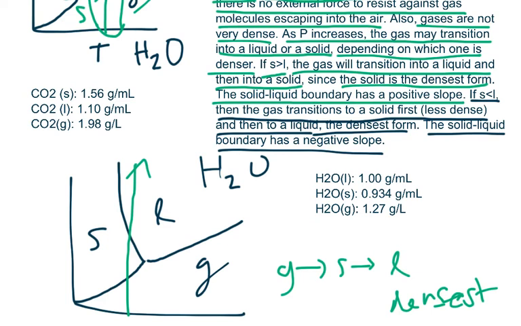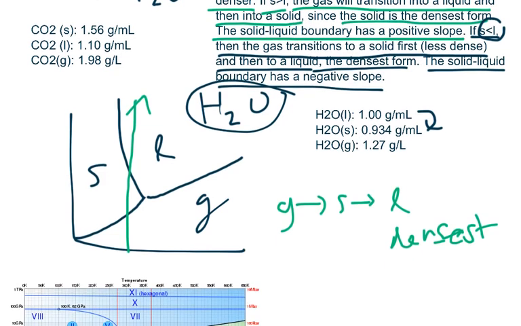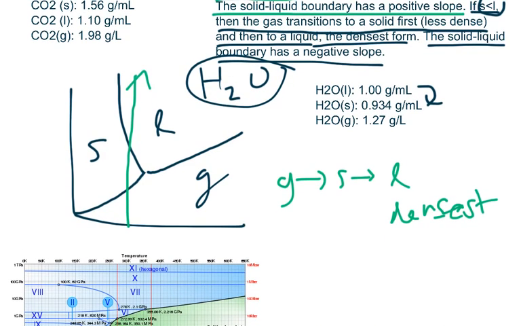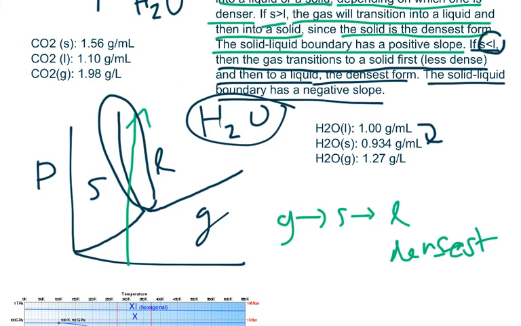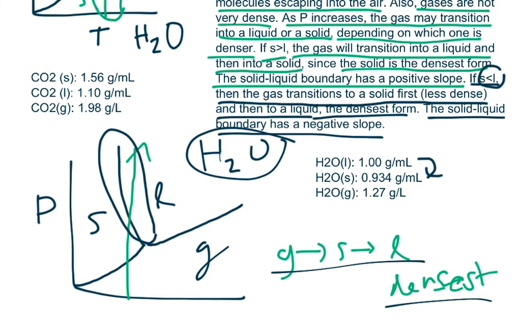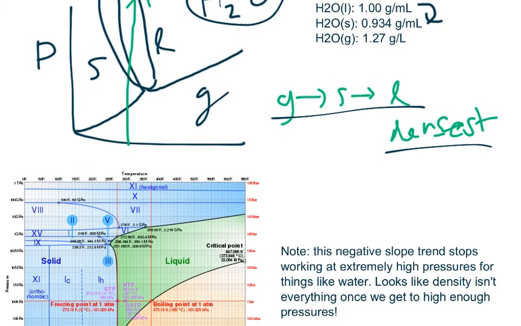So let's take an example where the solid state is less dense than the liquid state, and water is a perfect example because the liquid state is denser than the solid state. And if we look at this graph, we can see that there is a negative slope on the boundary. And as you increase the pressure at a constant temperature, you can see that it transitions from a gas to solid and then to a liquid, and the liquid is the densest form. Now, to tell you the truth, this trend does not last forever.